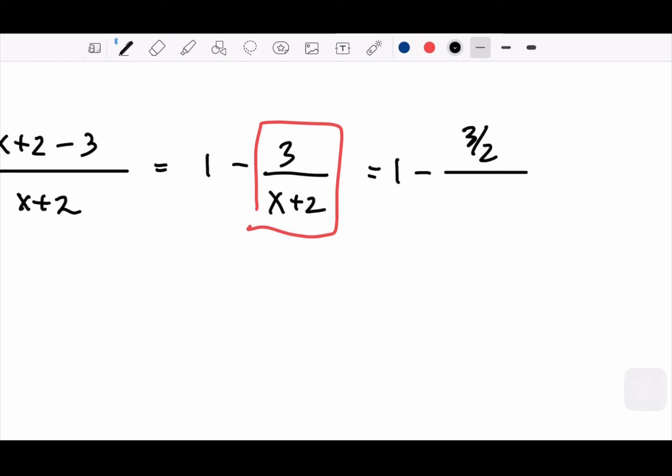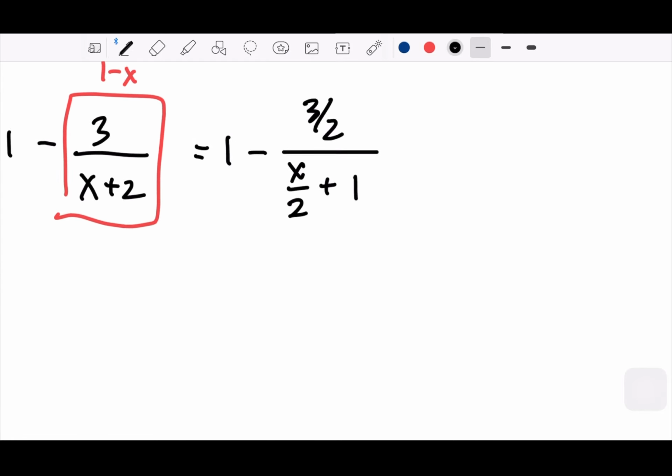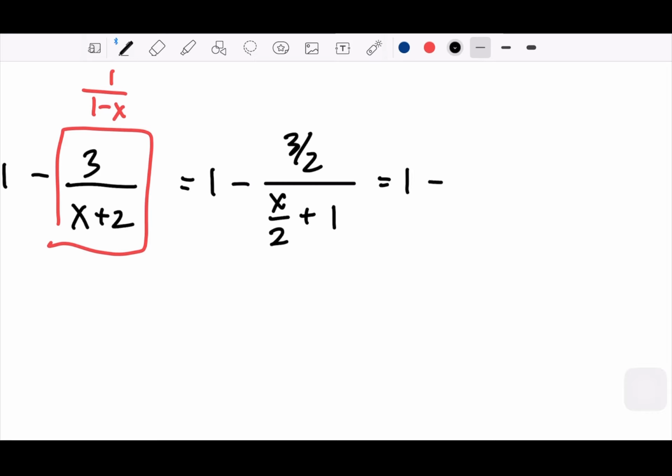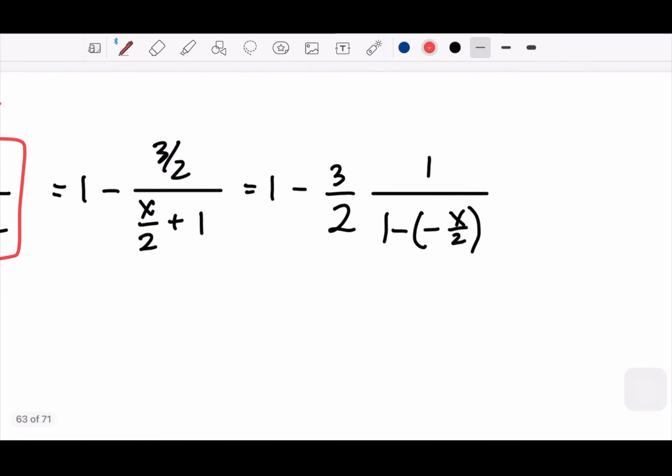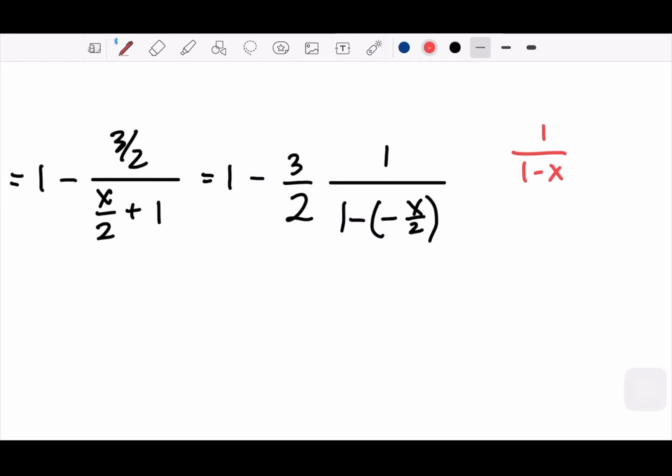So our goal is, again, we need to have 1 over 1 minus x. So this is x over 2 plus 1. And then we are going to have 1 minus, let me put 3 over 2 over here, and then 1, and this will be 1 minus x over 2. Okay, I think we have a very clear structure now. So this will be pretty similar to 1 over 1 minus x, right?